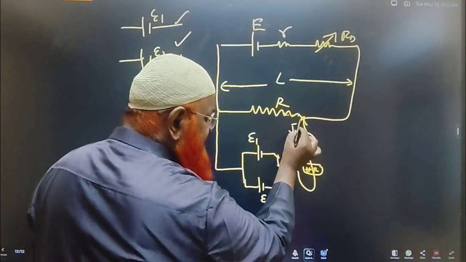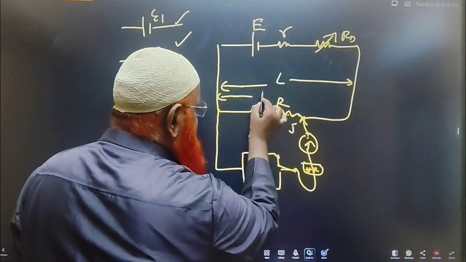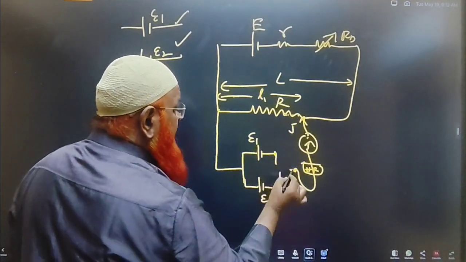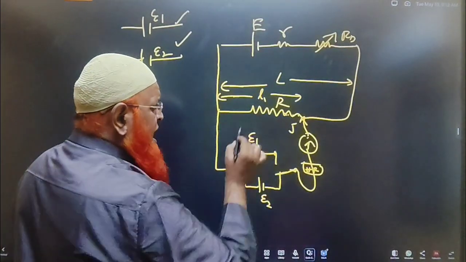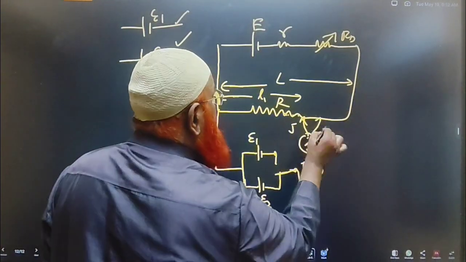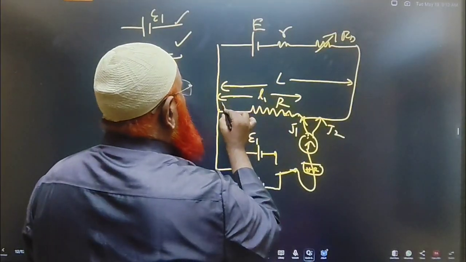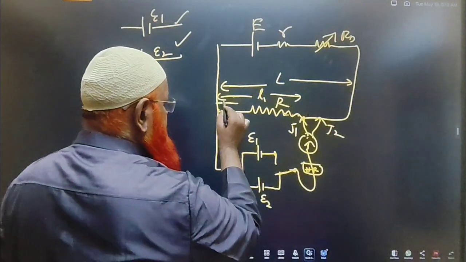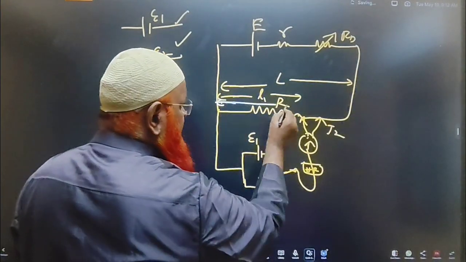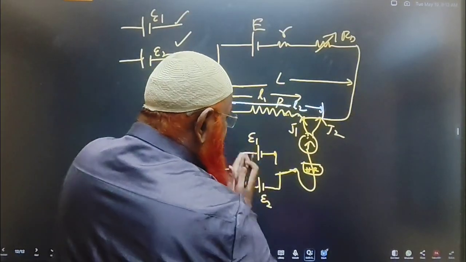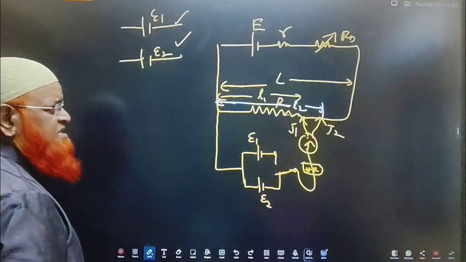I will get the balancing length here. I will take this length as L1. The second time, I remove this connection from here and connect the second battery. I am getting the balancing length now here, at J2, somewhere here. So the first EMF has balancing length L1, the second EMF has balancing length L2.